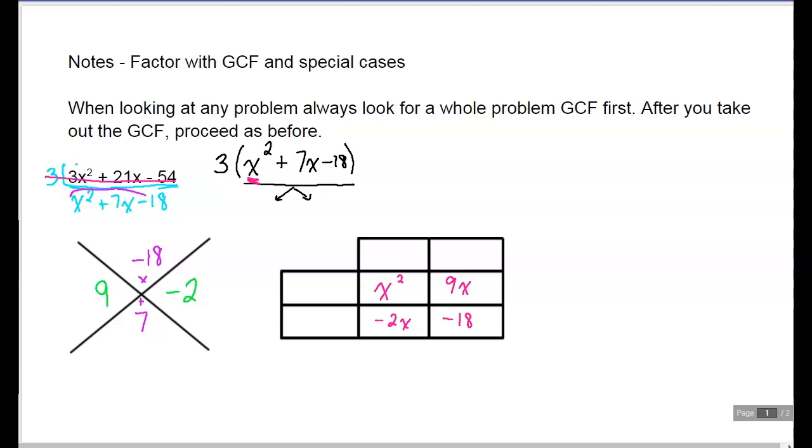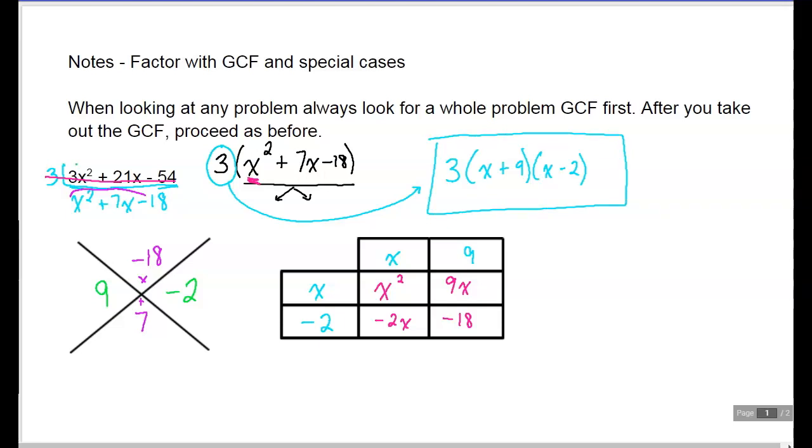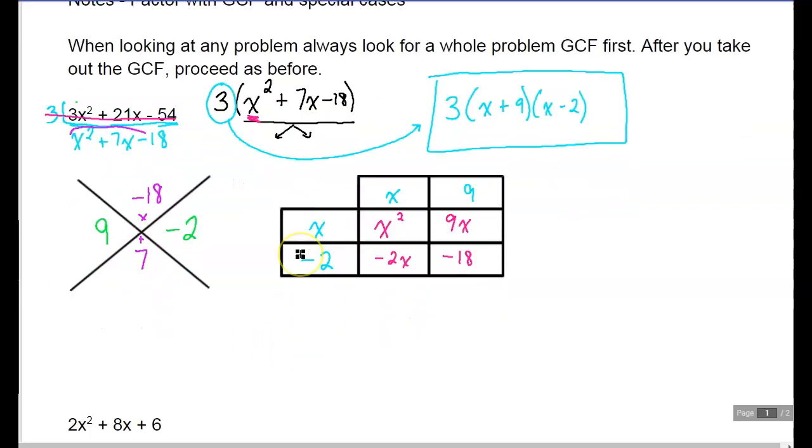Now, this is exactly what we did before, where I'm going to take my columns and my rows and take out the GCF. So from this row, I'm going to take out an x. This one, I'm going to take out a negative 2, an x here, and a 9 here. When you write your final answer, you will write x plus 9, x minus 2. However, when you take a GCF out, you must remember to put it in your final answer out front. So this is my final answer. Do not forget that GCF out front, or you will get a wrong answer on these.